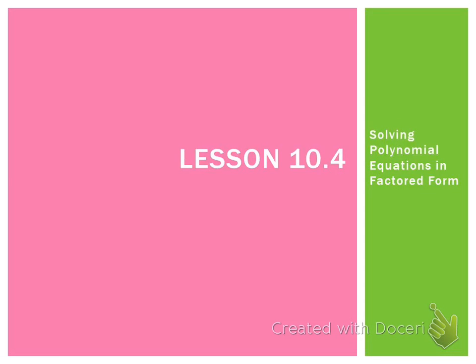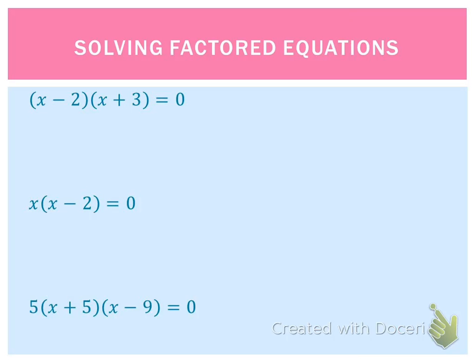Okay, today we're going to be solving polynomial equations in factored form. So factored form just means it's a product of two binomials or three binomials or several different terms, okay? So if you look, these are in what we call factored form. X minus 2 times x plus 3 equals 0.